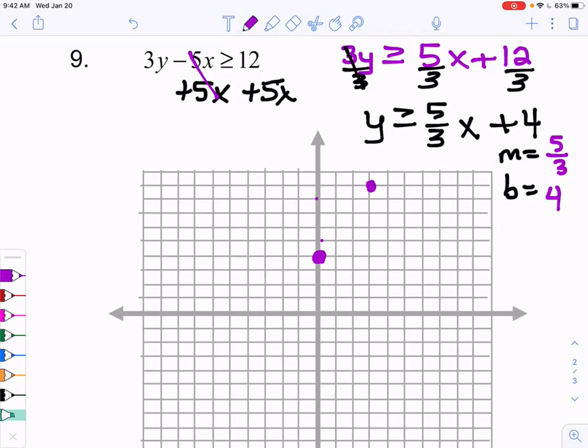I can't go any further than that. So I would move down 5 and backwards 3. I like the ones with the slopes like that. Yeah, you have to graph. Yeah. Look at that. That's nice.